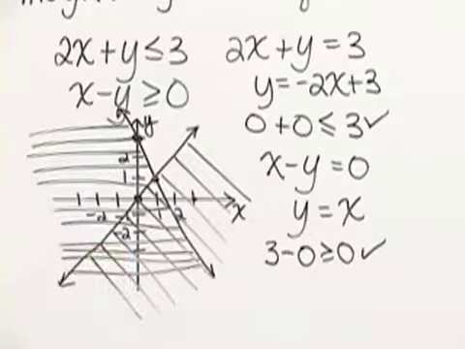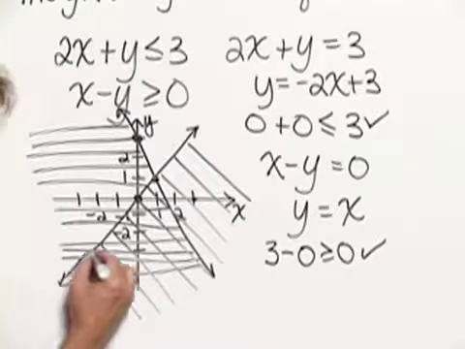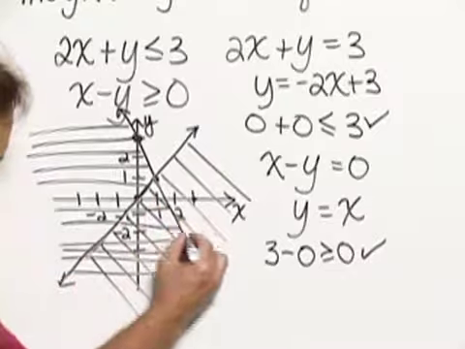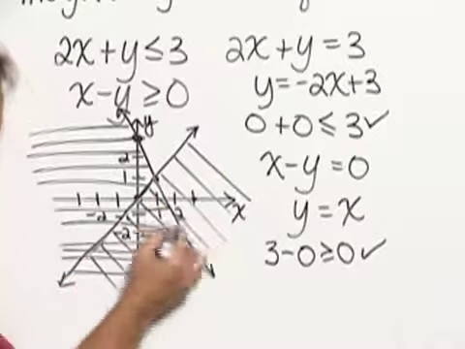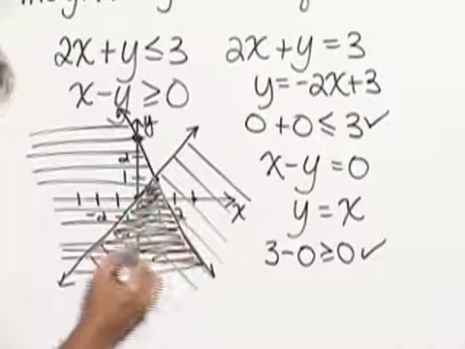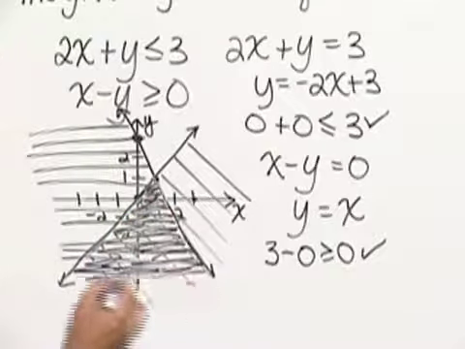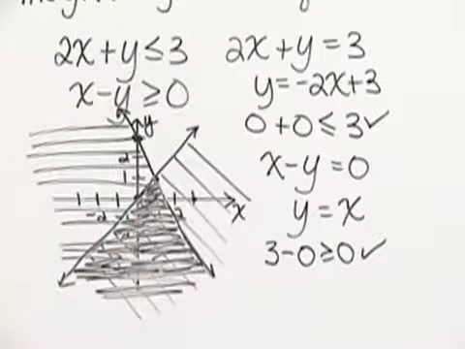Now what I see is that my solution is the intersection of these 2 graphs, which is the overlap. So my boundary lines are these 2, and I shade inside, and that's my solution to that system of inequalities.